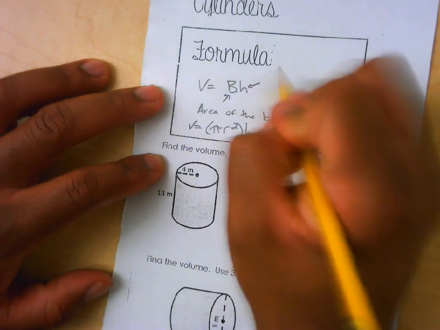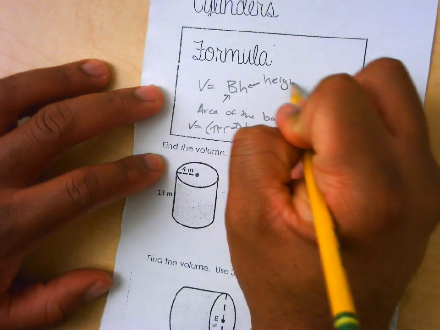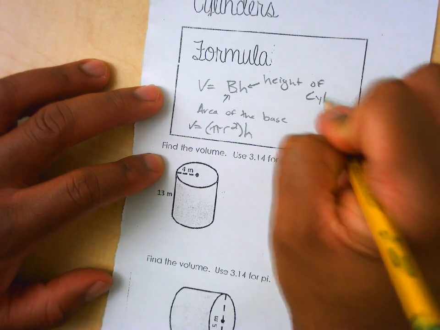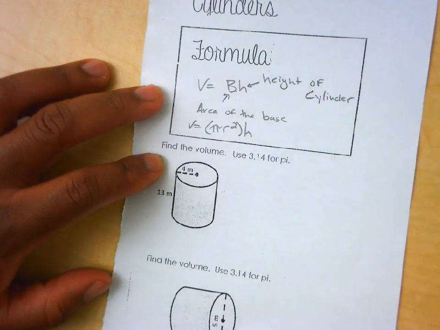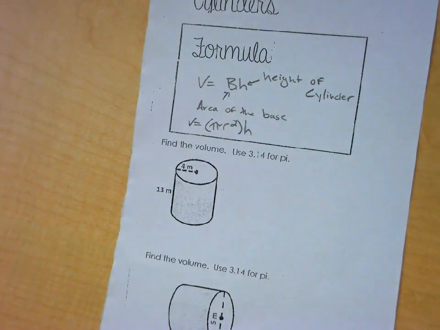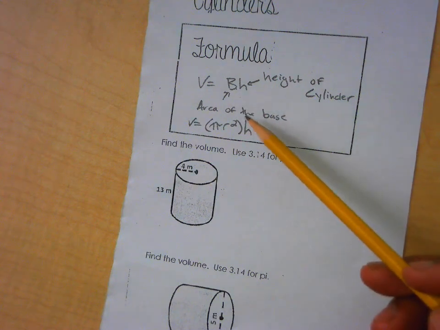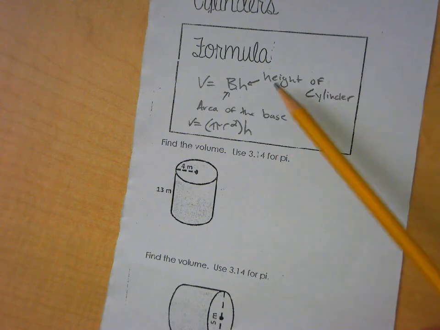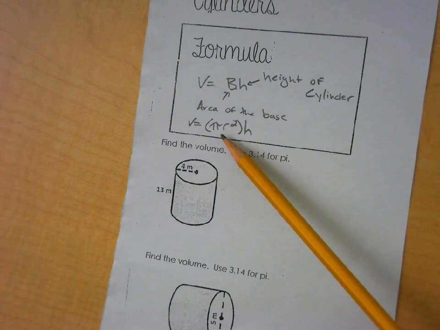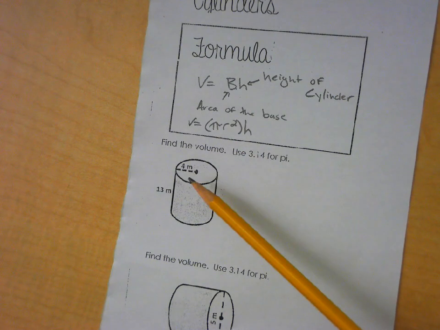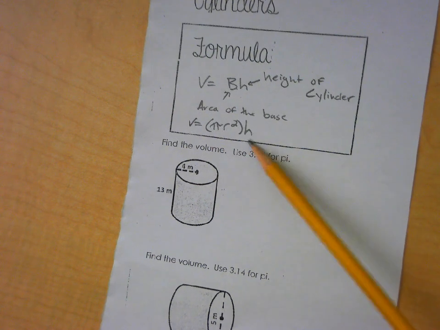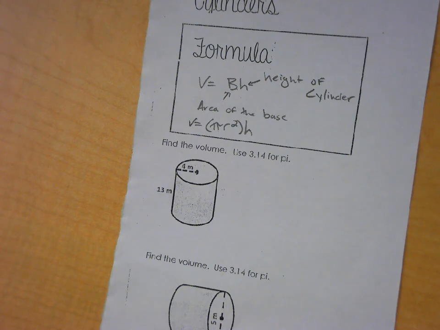This h is the height of the cylinder. So again, this capital B means area of the base, meaning whatever base you have, circle, square, triangle, whatever base it is, find the area of that base. And so the way I find the area of a circle, because a cylinder has a circle base, is pi radius squared, times the height. Any questions?